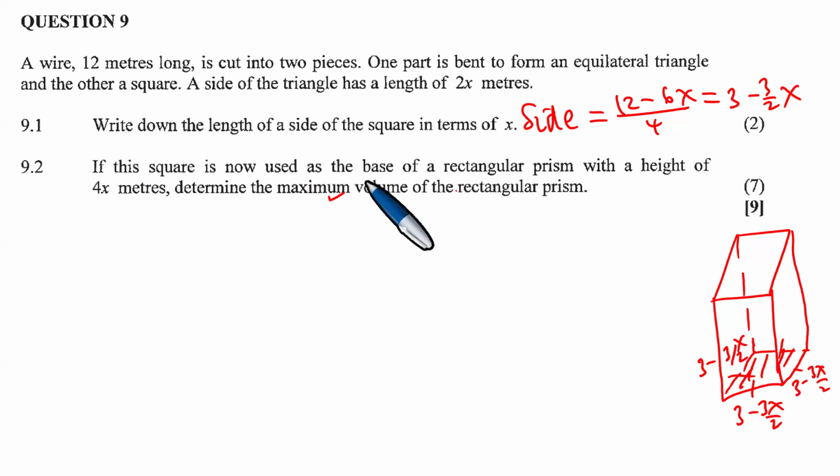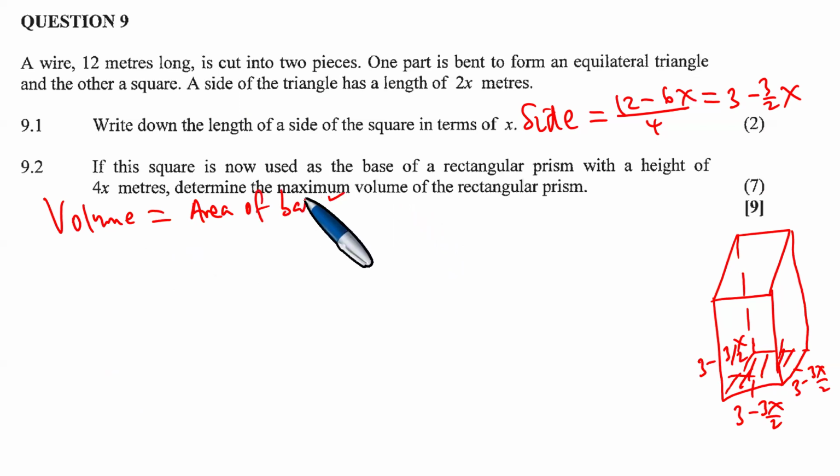If this square is used as the base of the rectangular prism with a height of 4x meters, determine the maximum volume of the rectangular prism. So let us find the maximum volume. So let's find the volume. What is the volume? We know that volume equals area of base times height.